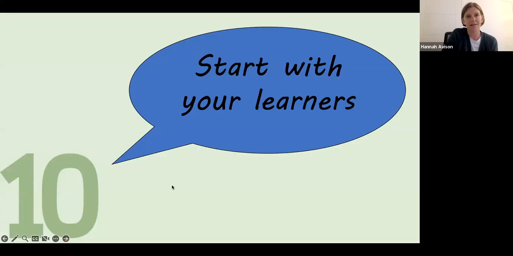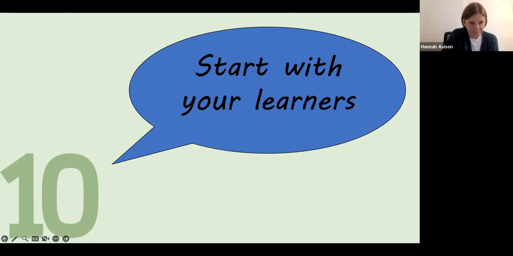Number 10, start with your learners. Make it relevant. What language do they need or want to use in their everyday lives? You can ask them, or you can observe what language they need to use. Some examples could be offering food and drink, classroom language, making an appointment at the doctor's, or asking about buses, or anything really, just anything that they will find useful and relevant.